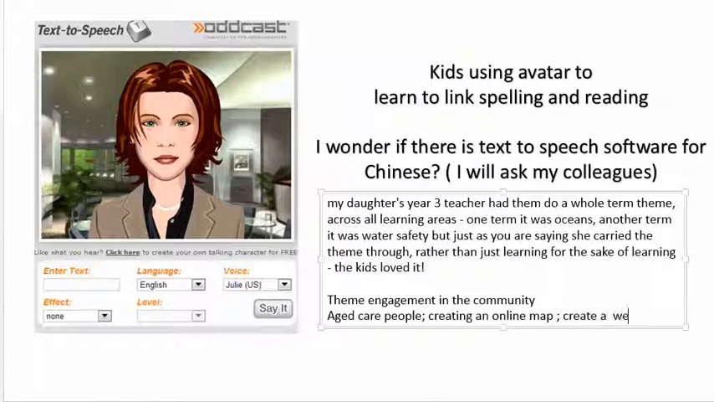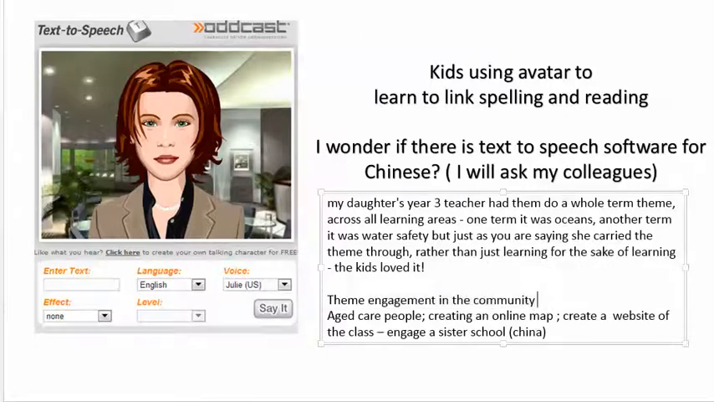Create a website of the class or of a school. And that would be nice if you were to engage a sister school. Everybody has sister schools, say in China or somewhere, so this is still about community engagement. So here it's a purpose. It's not oriented towards an object like an ocean, which I don't have a problem with, but the theme is not coming from an object, it's coming from the cross-curricular priorities, engagement in the community, right?